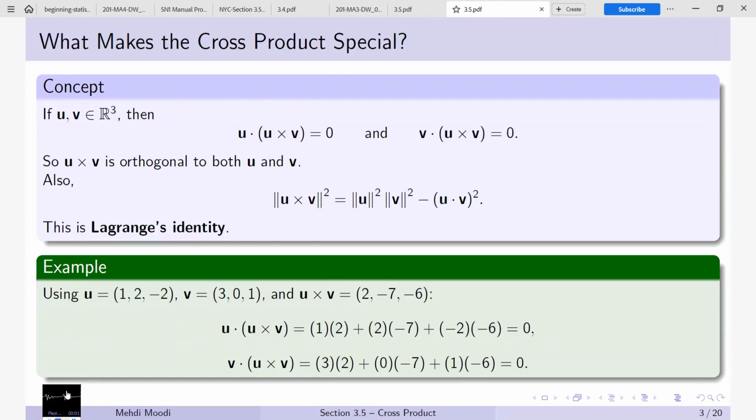This is the magical part. The cross product produces a vector perpendicular to both originals. That is why it is so useful for planes, areas, and normals.